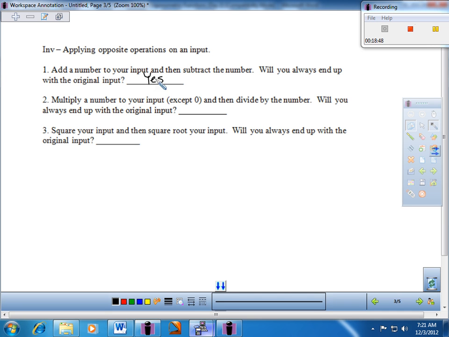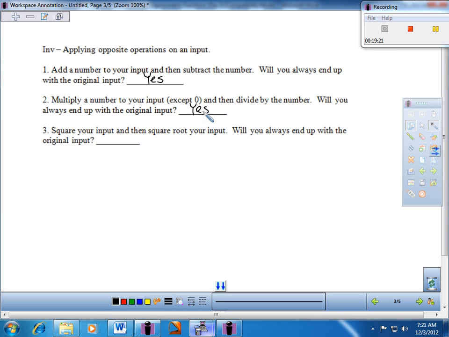Bear with it, though. What happens if I start with an input and I multiply by a number and then divide by that same number? Except 0, as it says on your sheet here. So start with an input, multiply something to that input, and then divide it back. Will I always end up with the original input? And I think the answer, of course, would be yes. So if I multiply and divide, opposite operations, everybody, I get back to the beginning, of course.